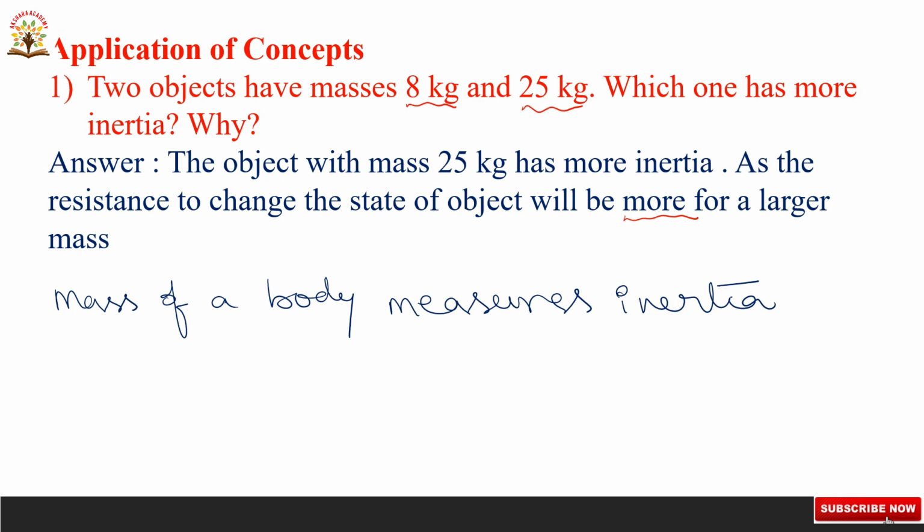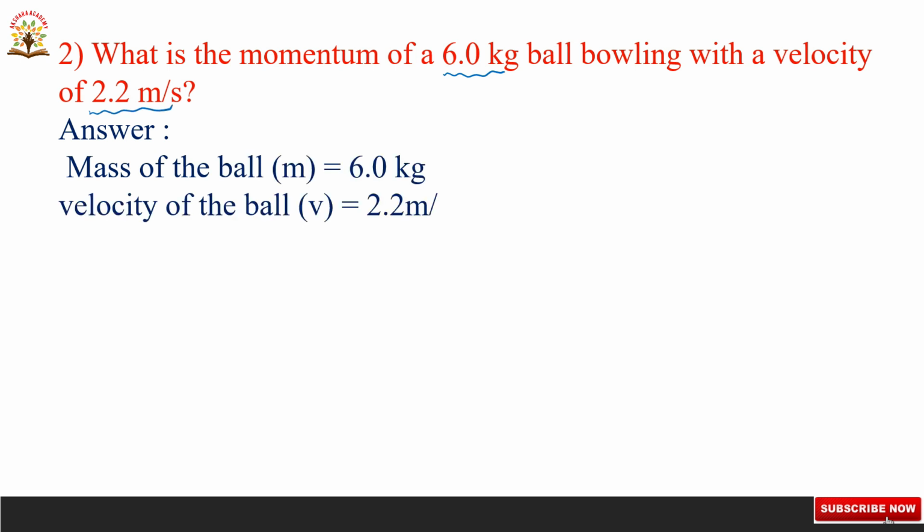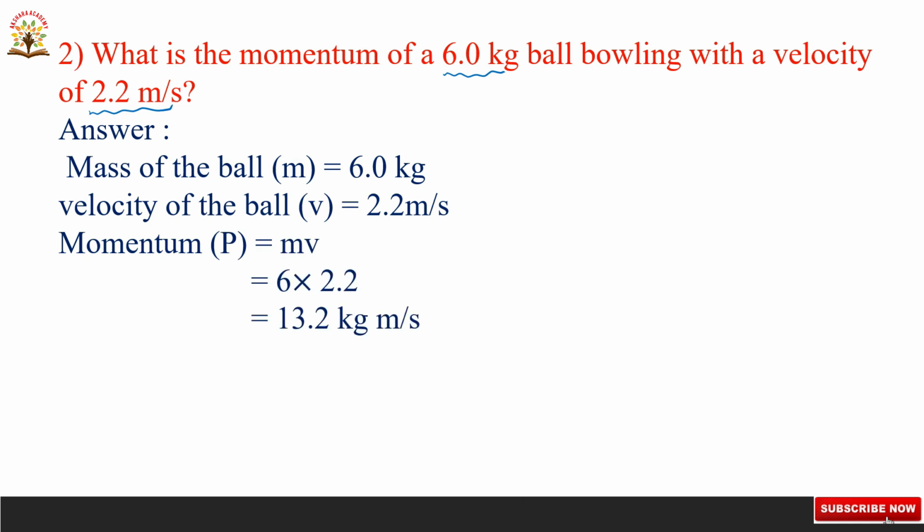Okay. Next, we will go to the next question. Second one: what is the momentum of a 6.0 kg ball bowling with a velocity of 2.2 meters per second? Here they gave the mass of a ball and its velocity, and we have to calculate momentum. Now let us discuss. Mass of the ball m is 6.0 kilogram and velocity of the ball v is 2.2 meters per second.